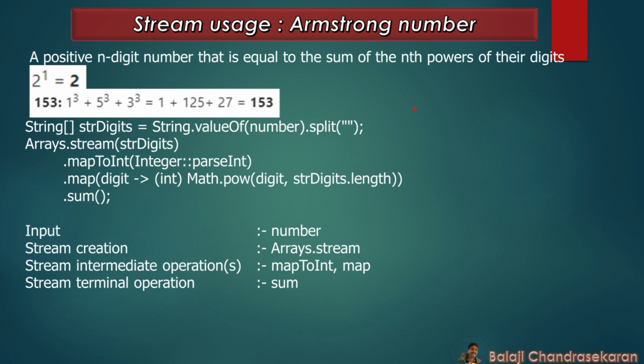The map method is again an intermediate operation which maps each integer digit to its power raised to the length of the original string, effectively performing the power of operation. The sum method is a terminal operation which calculates the sum of all the power digits in the stream, which will be compared with the input number to verify whether the given number is an Armstrong number or not.